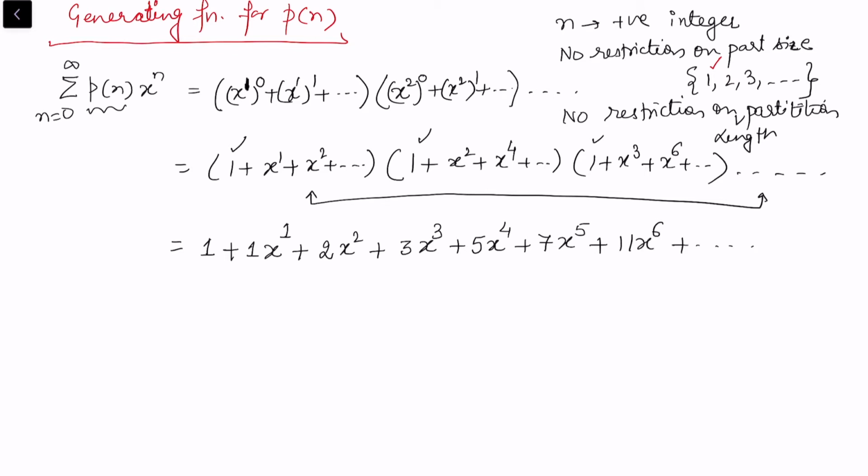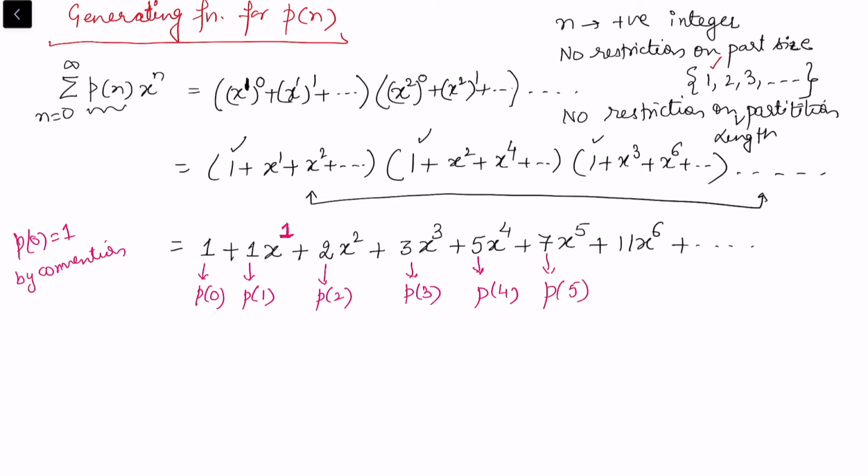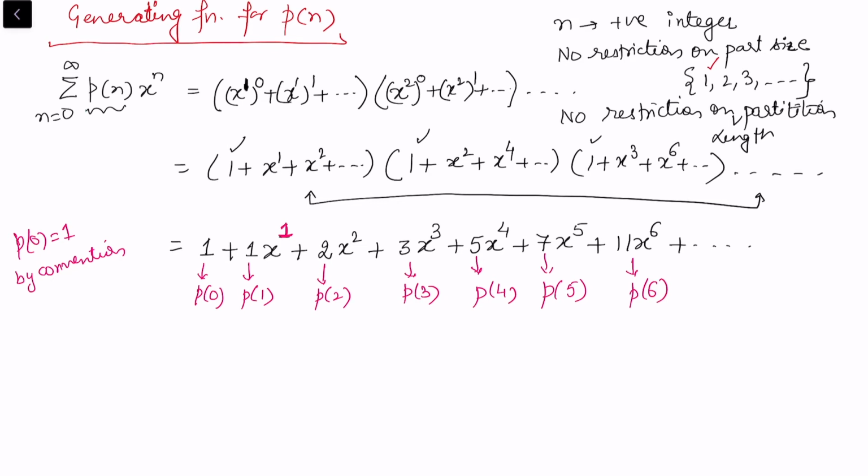Now this means this is the partition of 0. P0 is equal to 1. This is by convention that 0 has a partition as 1. This is the partition of 1, because x raised to power 1, which means that the coefficient of x raised to power n gives the partition of n. This is the partition for 2. This is the partition for 3. This is the partition of 4. And this is the partition of 5. This is the partition of 6, and we continue. That is why we have written on the left hand side Pn x to the power n.